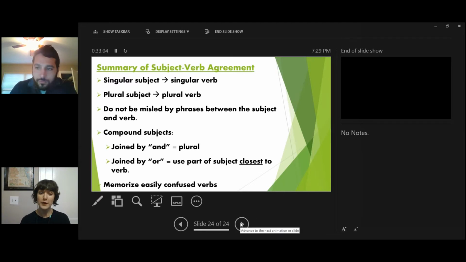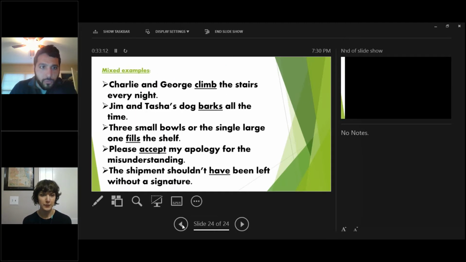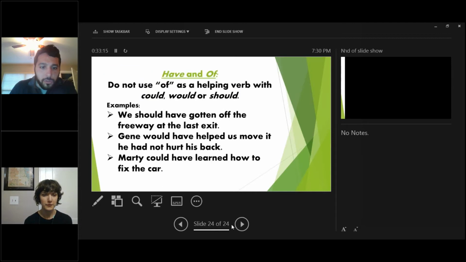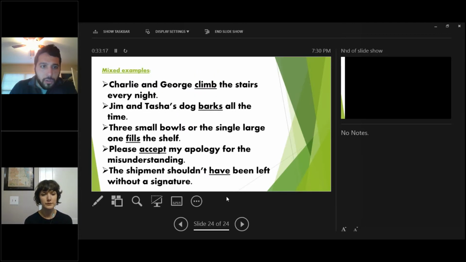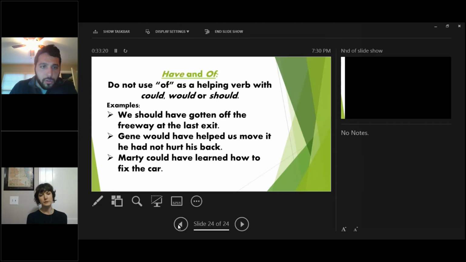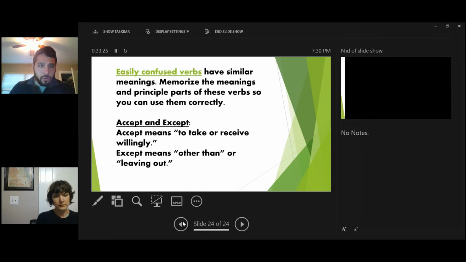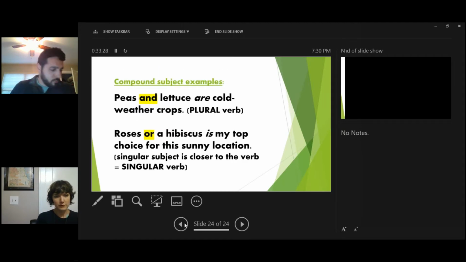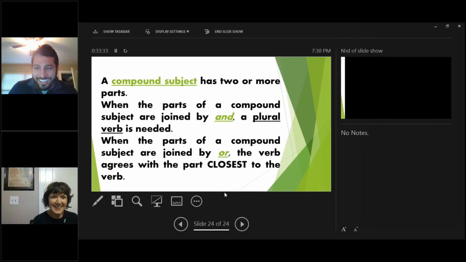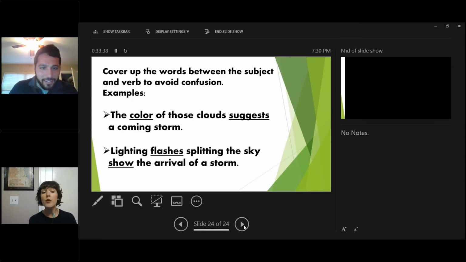Could you just go over how you identify what the subject is if there are multiple nouns before the verb? Yes. What's the best way to do that? So maybe if we look at one of those sentences that has like extra words. Oh yes, this is a great one. The color of those clouds.